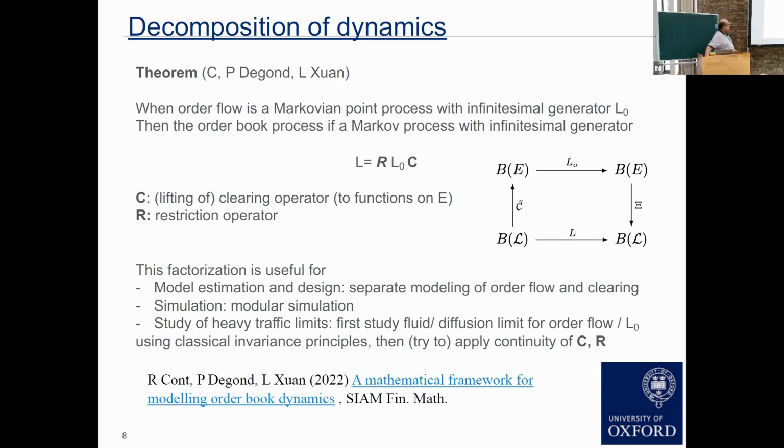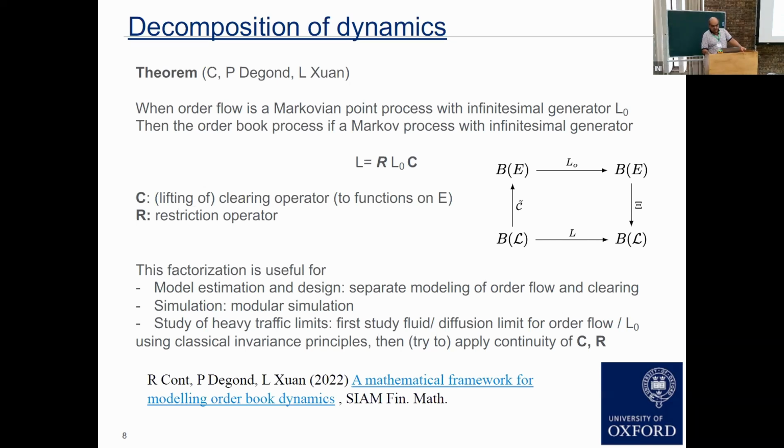This factorization is useful for model estimation and design, for simulation, because I can simulate the clearing and the order flow separately, and also for the study of heavy traffic limits, because I have this diagram here. Typically, studying the unconstrained order flow process in a heavy traffic limit is easy. If it's a simple spatial point process, we know the limits because we have invariance principles or central limit theorems, downstairs where the order flow lies. Then if I can apply a continuity result to the limit of the order flow process, if I can apply the clearing operator and the restriction operator to the limit, then I can lift the results upstairs to the limit of the order book process.